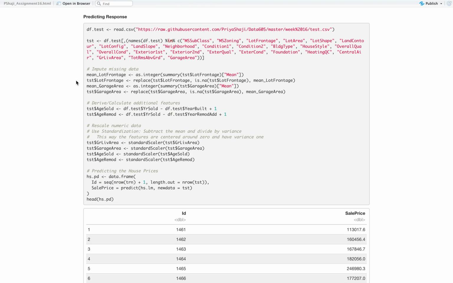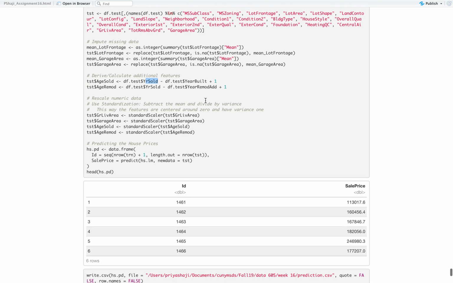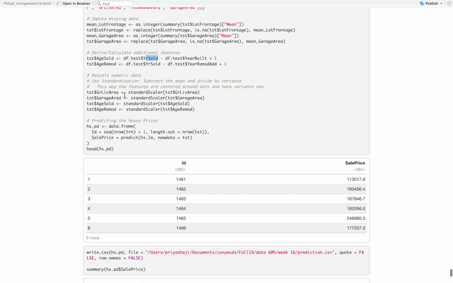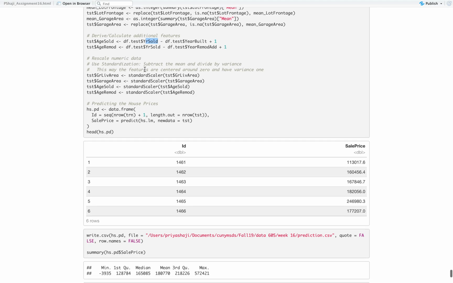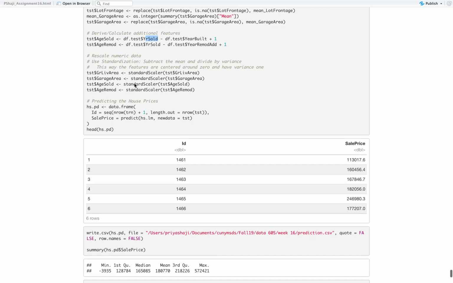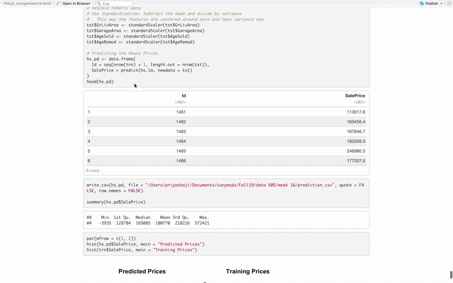So after that, I impute the missing data, and then I derive and calculate the additional features, which is the year it was sold, year it was built, year it was sold minus also the year it was remodeled. I rescale the numeric data, use standardization. That means I subtract the mean and divide it by the standard deviation. And this way, the features are centered around 0 and have the variance as 1.